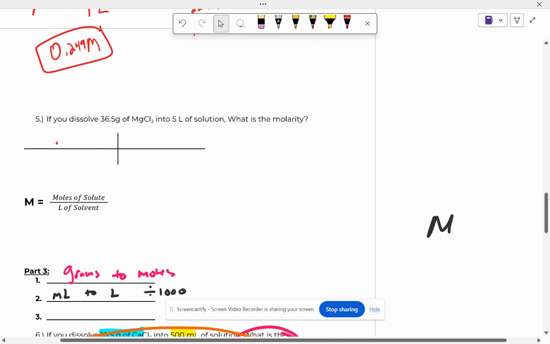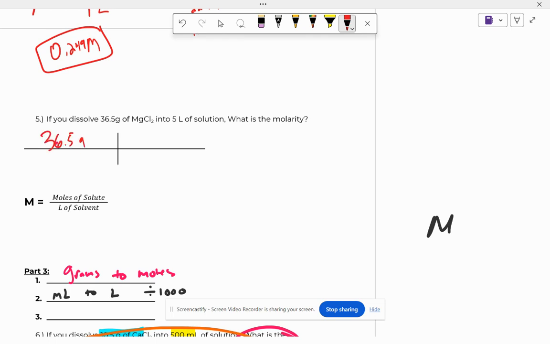Okay, flip the page. Let's see if we can do the next one. If you dissolve 36.5 grams of MgCl2, what is the molarity? Well, if I have grams, I have to convert it to moles of MgCl2. Mg is 24.301 plus Cl is 35.45 times 2, which is 95.201 grams for every 1 mole.